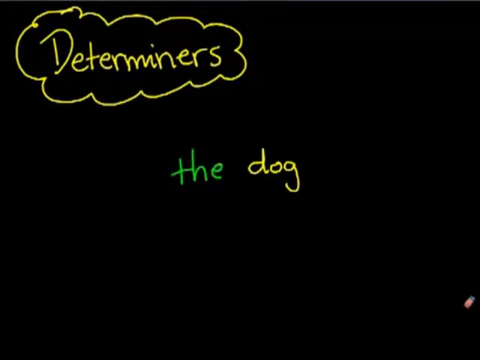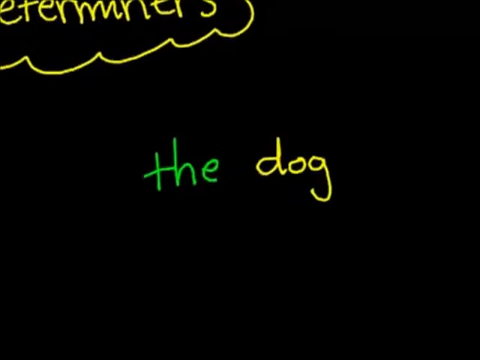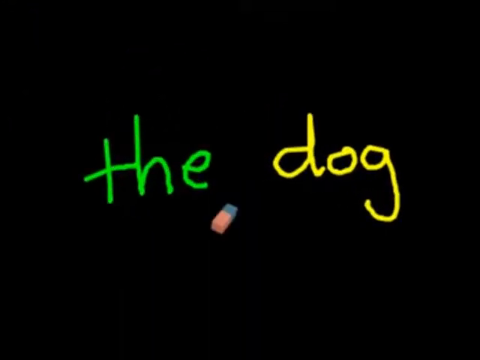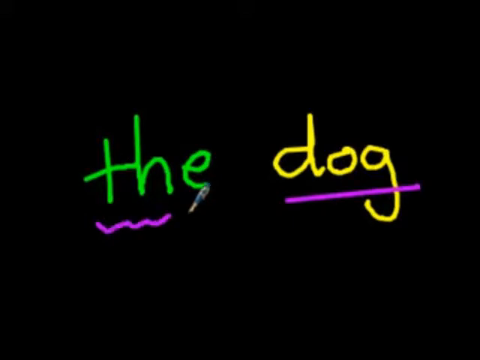Determiners are a class of words that tell us something about nouns. The determiner comes at the beginning of a noun phrase. So in this example, the dog is a noun phrase, and dog, the word dog, is the main noun, and the is the determiner, tells us something about the dog.